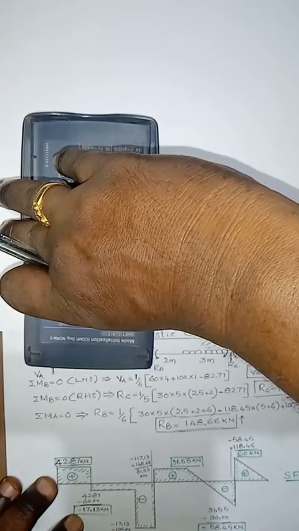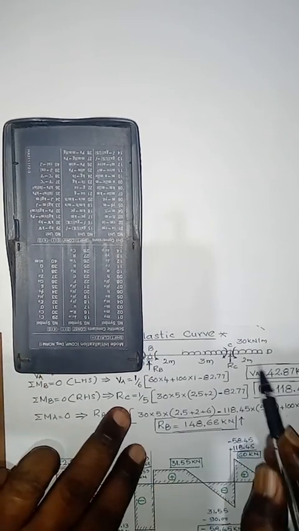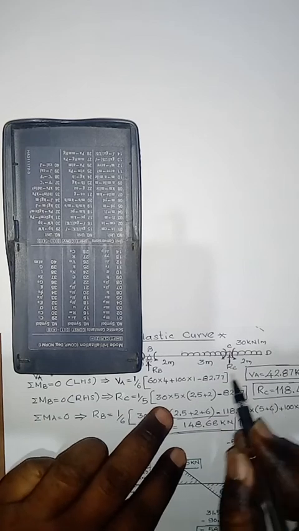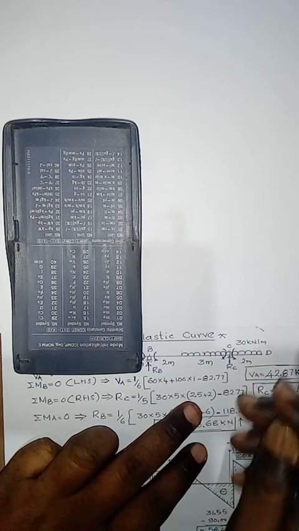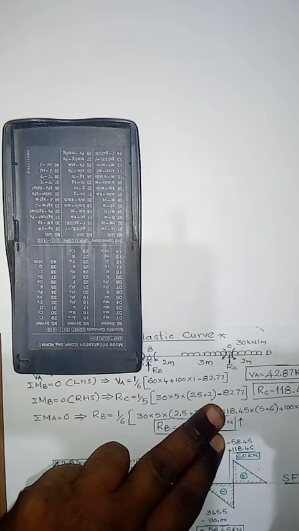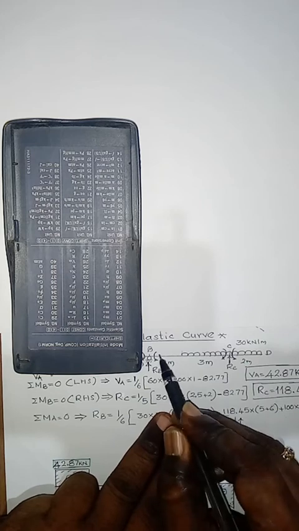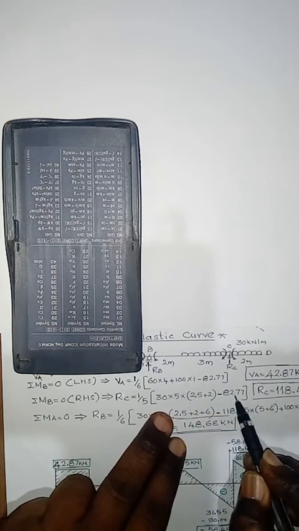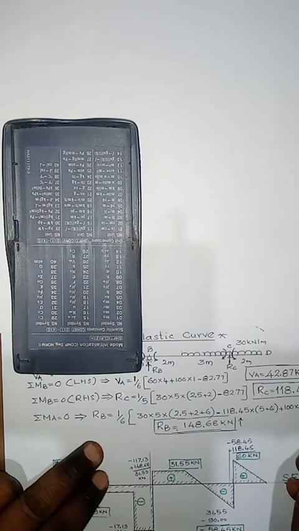Then summation of MB equals 0. Now we can close this portion. Summation of MB equals 0, RHS. Here RC into 5, that is anti-clockwise. 30 into total span 5 meter, which is acting at 5 by 2, that is 2.5 plus 2. The summation of these two moments must be equal to 0. One is plus 60, one is minus 60. Then there is a resisting moment, this one is 82.77, that is anti-clockwise. By this equation you will get RC equals 118.44.